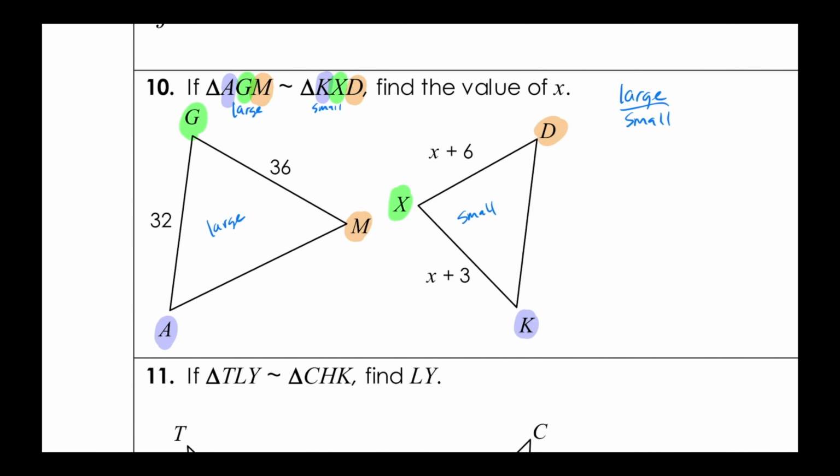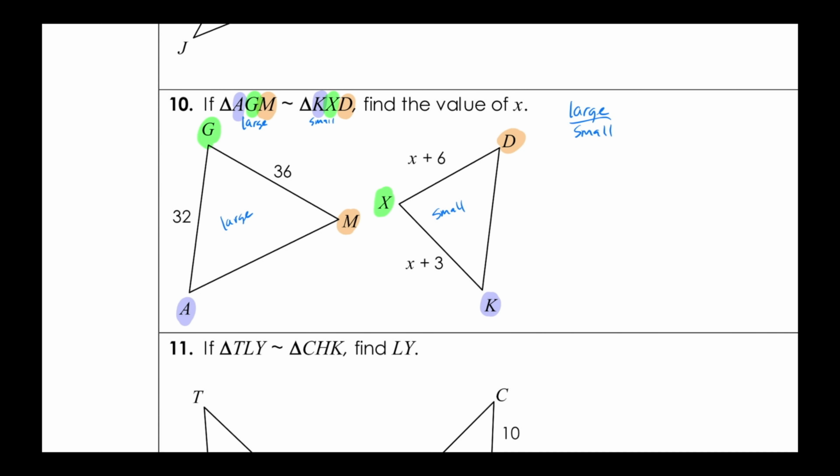So let's see what we're going to do. Let's just pick a side. How about green, orange? And we're going to put large first. So we're going to do green, orange, which is 36. And which one does that match up with? Well, let's do green, orange on the small, which is X plus 6. And that equals, let's see, what's the other side? Purple, green. So we'll do purple, green on the large, which is 32. And then purple, green on the small, which is X plus 3.